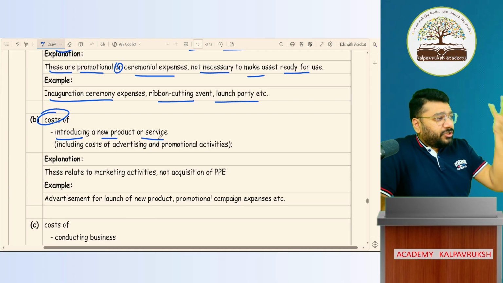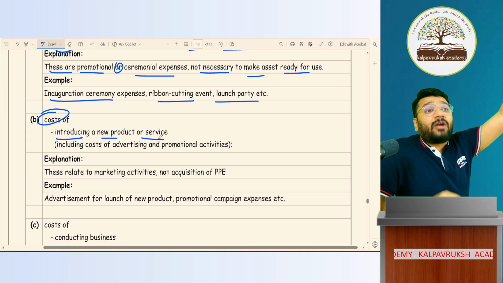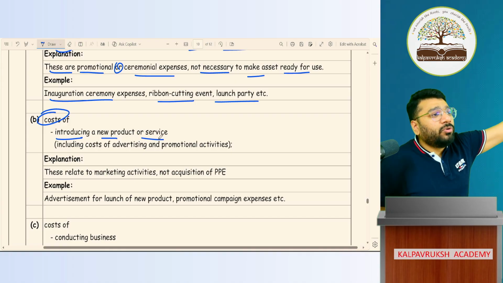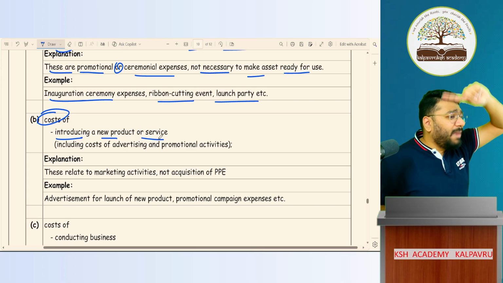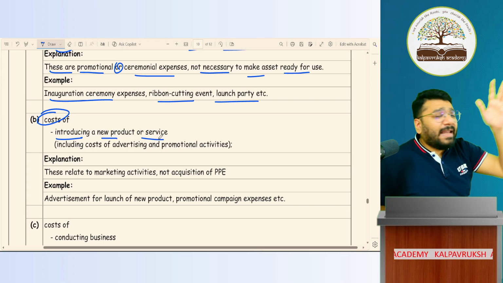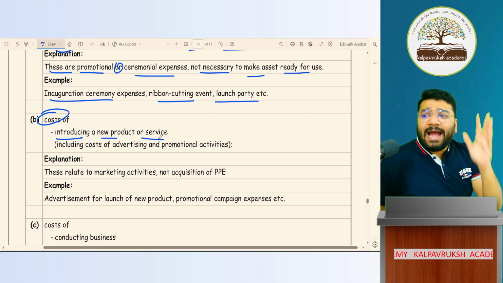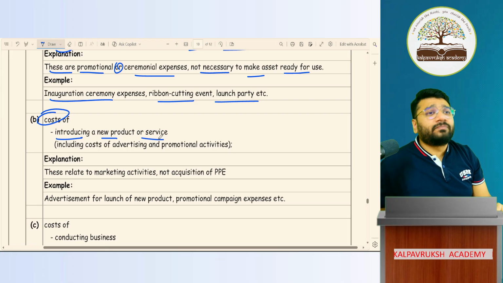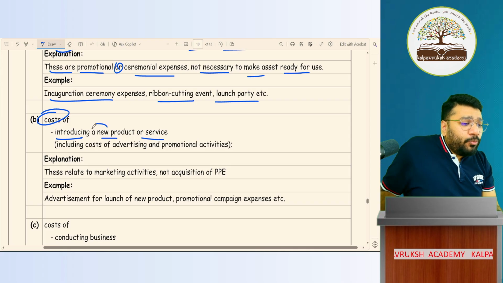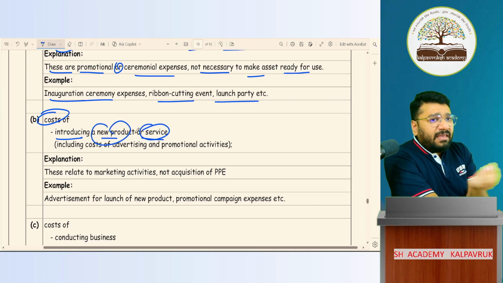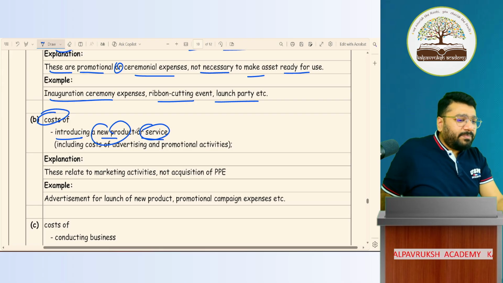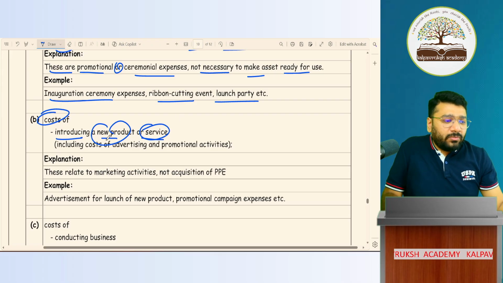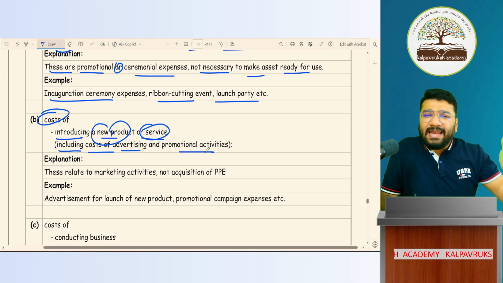A new product if I'm launching, or a new service if I launch, I do heavy advertisement. For example, let's say I'm going to launch a new course called a CA course. For that, I'm spending 10 lakh rupees in marketing. Cutouts, banners, everything. Now that 10 lakh rupees, should I add it to the cost of PPE or not? No. First of all, this new product or new service, what I'm launching, is it giving birth to any tangible asset? Anything which you can touch? No, not possible. So will this be a part of your cost of PPE? The answer is no. Including cost of advertising or promotional activity.